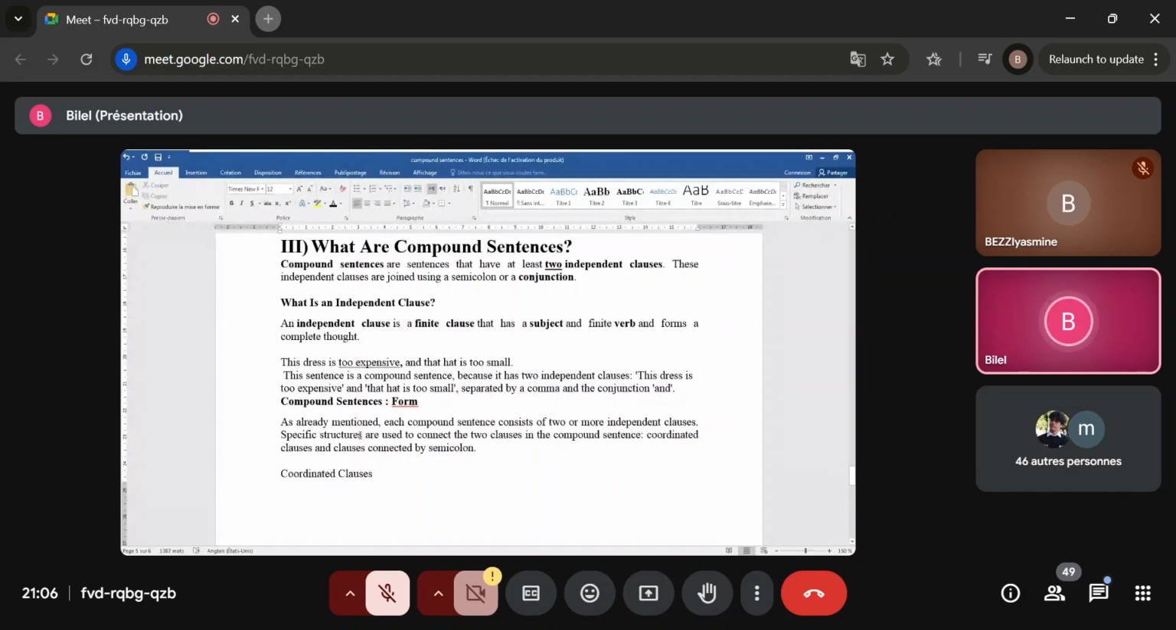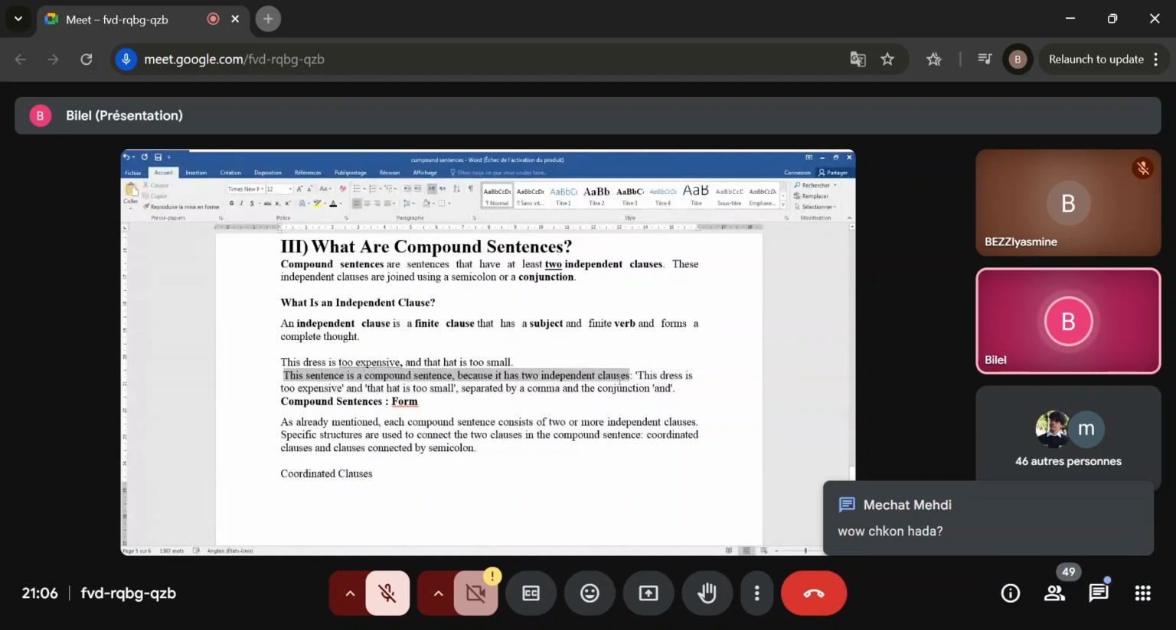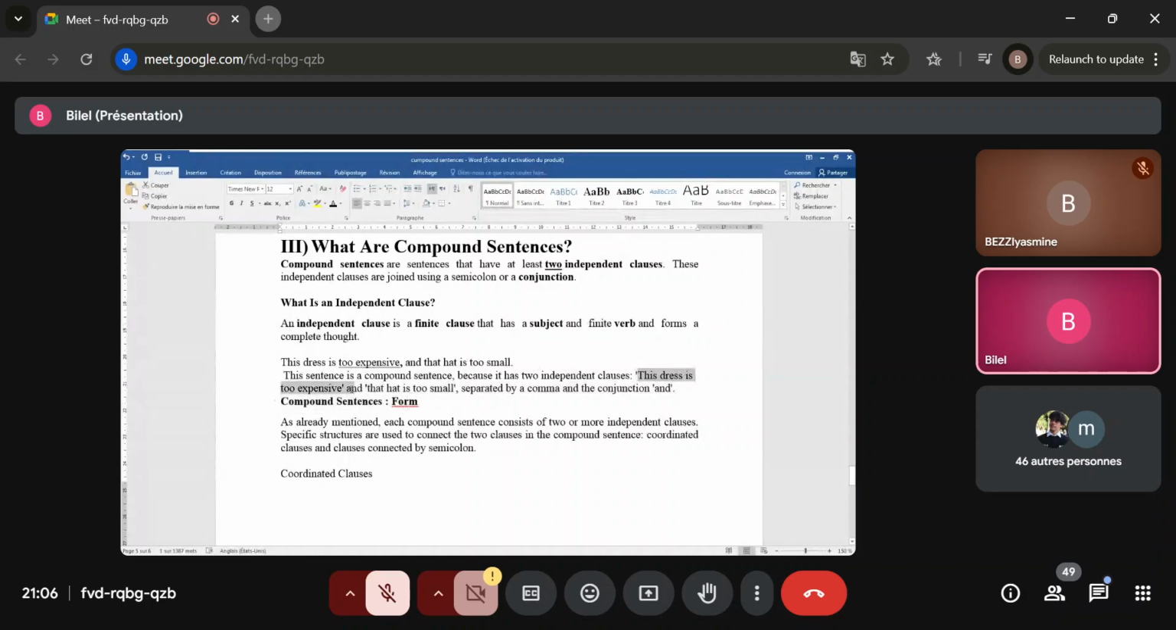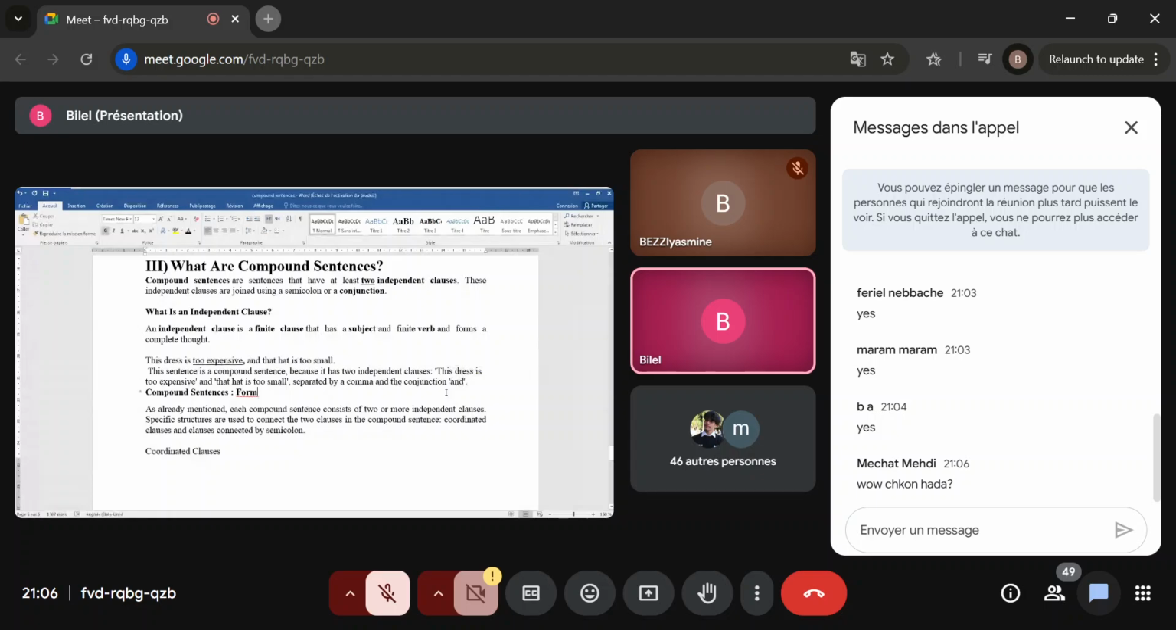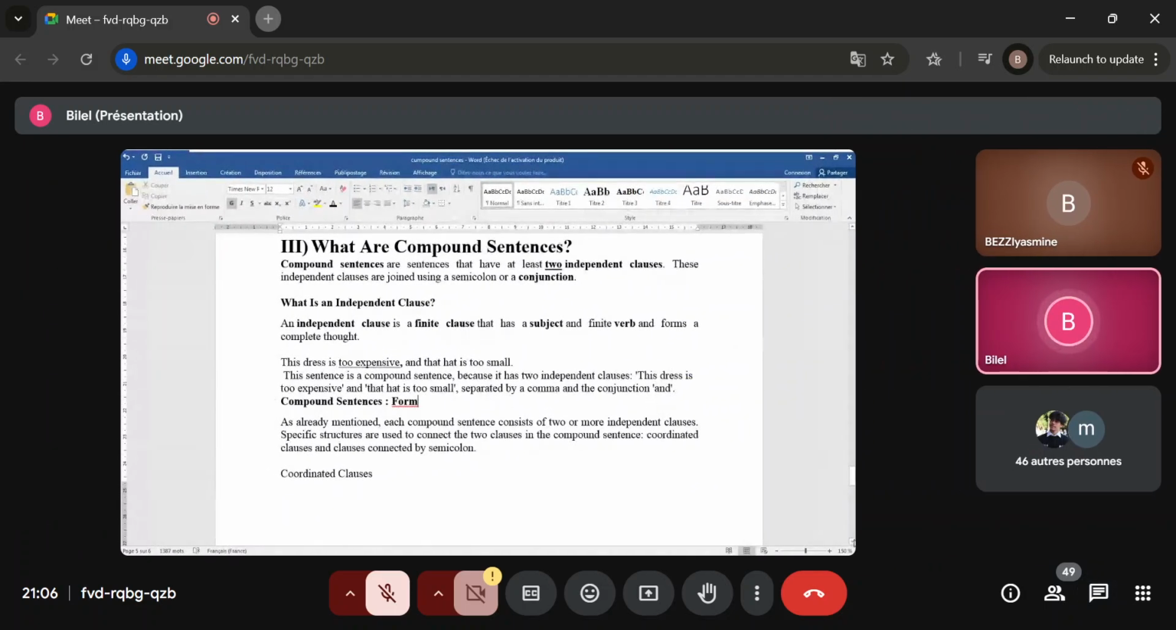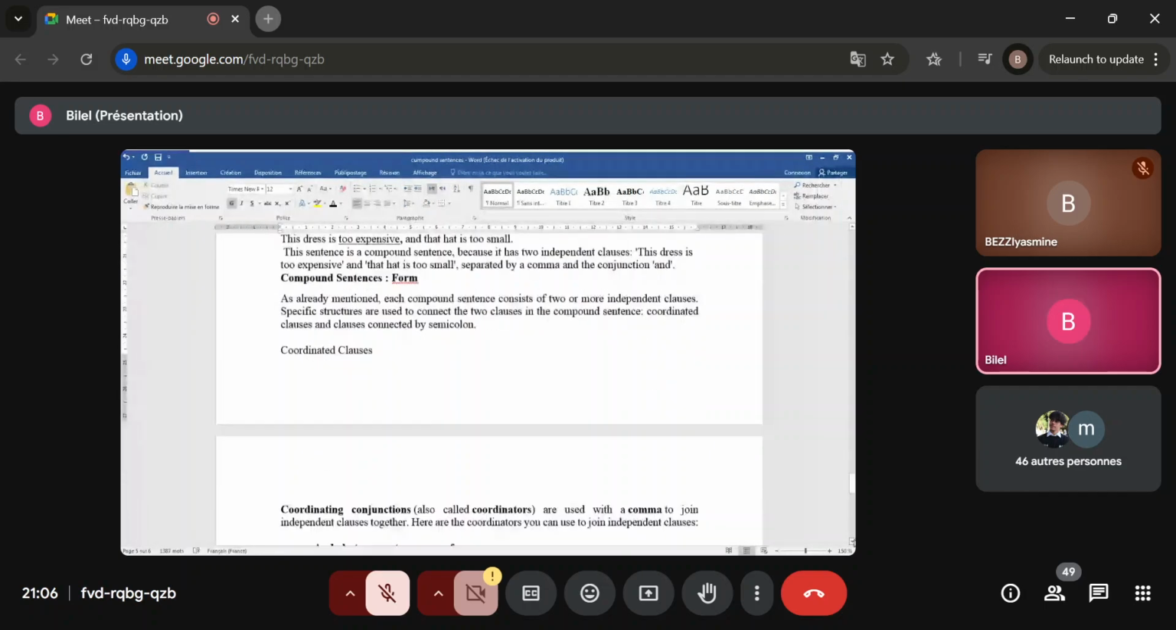Look here. The sentence is a compound sentence because it has two independent clauses. The first independent clause is this dress is too expensive, and the second independent clause is that hat is too small. As you can see, they are separated by a comma and the conjunction and. So we have got some examples of coordinating conjunctions.